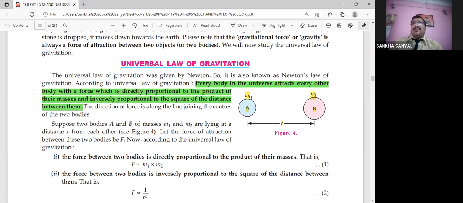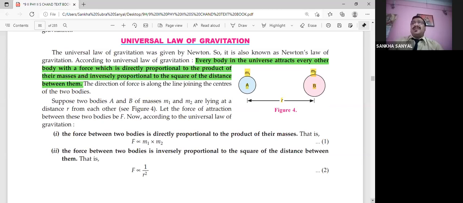So when I say product of the masses, I'm talking about M1 and M2. The force would be directly proportional to the product M1 into M2. So as the mass of the bodies increases or decreases, the force changes accordingly. And it says that it is inversely proportional to the square of the distance between them. So when we say it is inversely proportional to the square of the distance, we mean that as the distance increases, the force of attraction decreases.